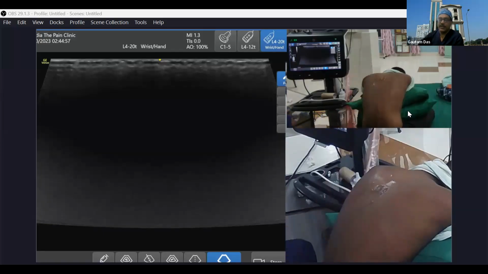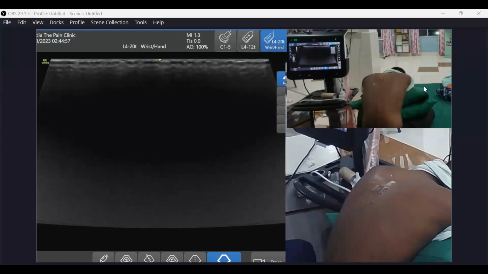Look at the anatomy here again. I'm just stopping sharing, sir. Okay, stopping sharing here.